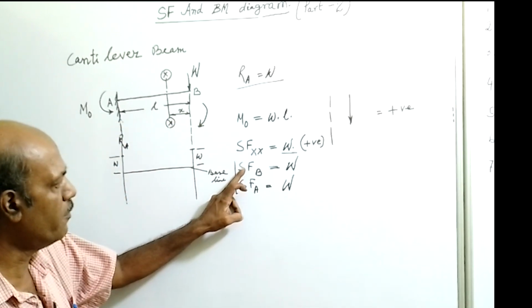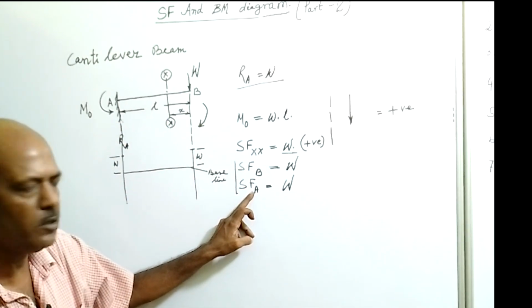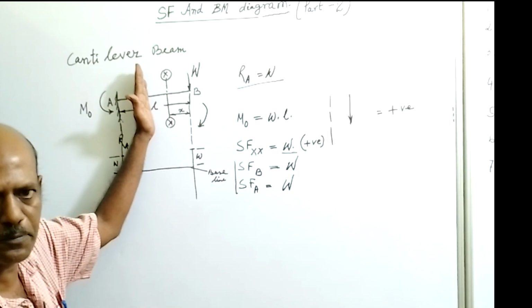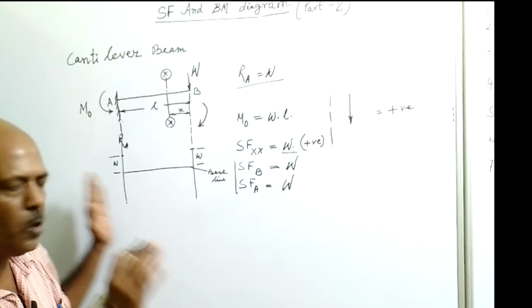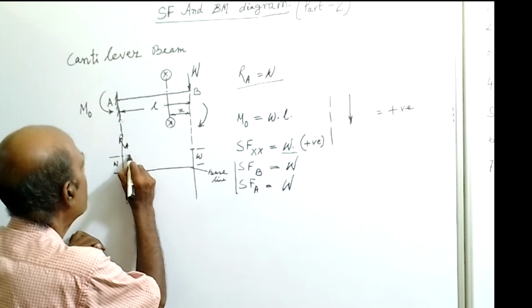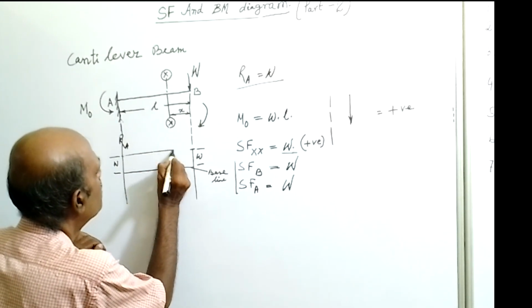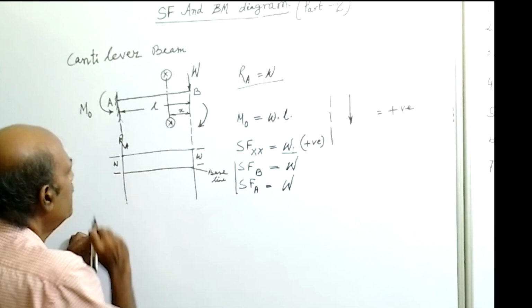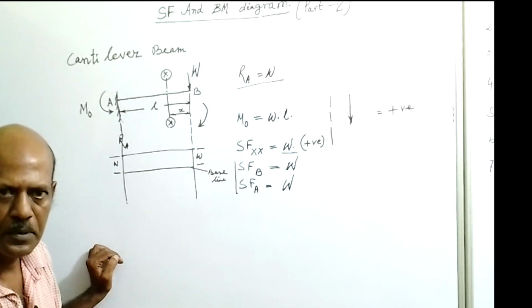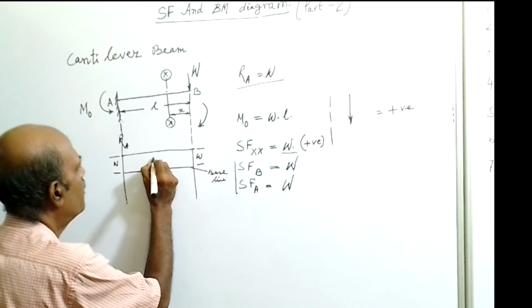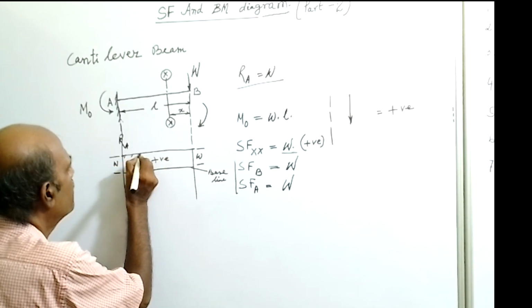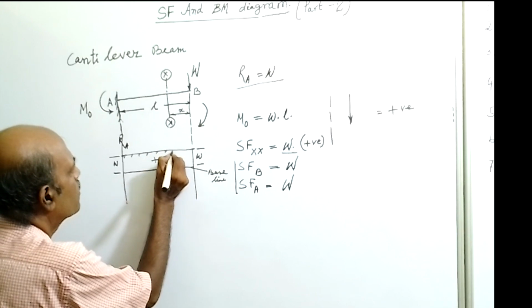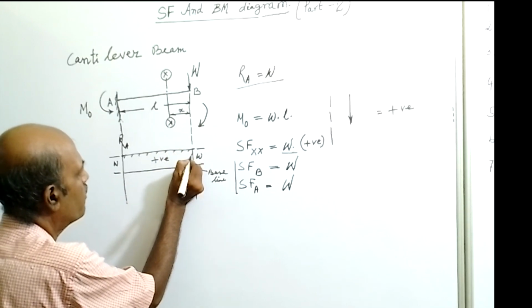Shear force at point B is W, shear force at point A is also W. If we take any intermediate point, shear force also will be W. So that means there is no variation at all and shear force will be constant throughout. So this will be the shear force diagram. As the shear force is positive, we will write here positive and put the hatching marks. So this completes your shear force diagram.